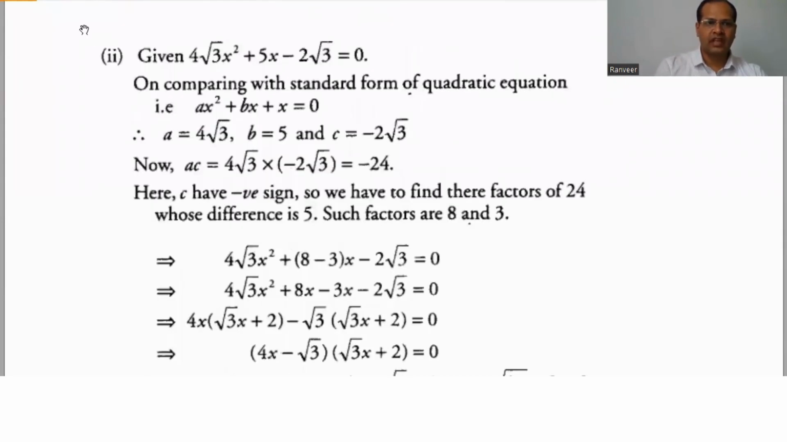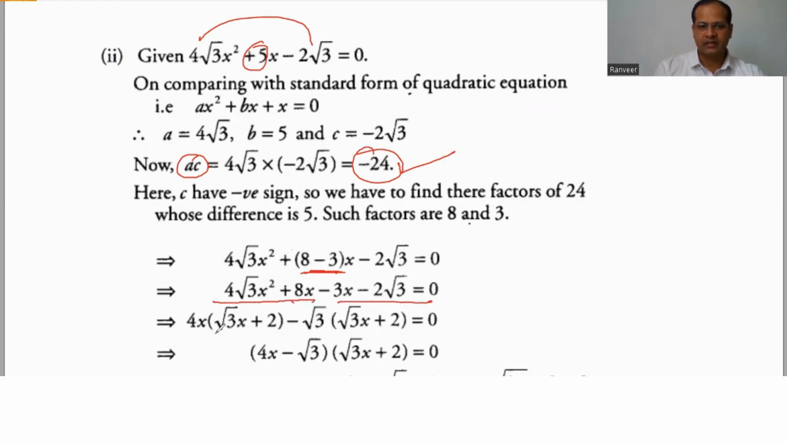Now 4 root 3 x square plus 5x minus 2 root 3. Here also it is the same thing. First of all, do the product of these. This is minus 24. Now how can we write this minus 24 so that we will get plus 5? For that we can write 8 minus 3. So 8 minus 3, just expand this term and this term. After that take the common factor: 4x common, root 3 plus 2.